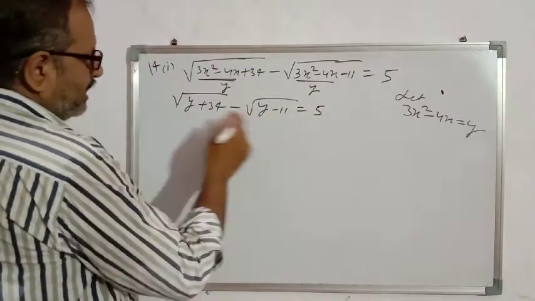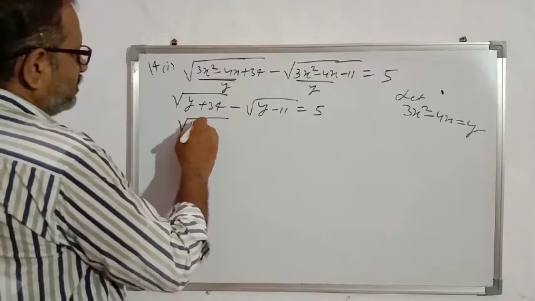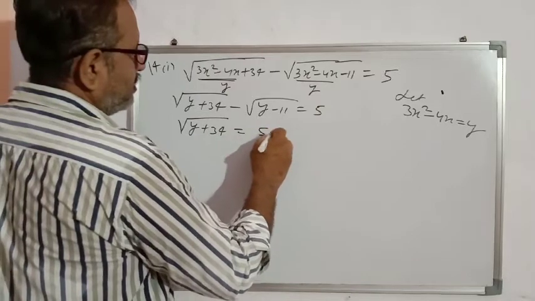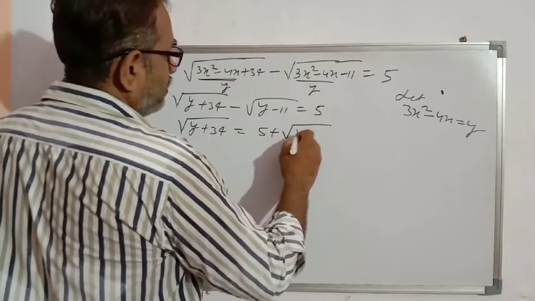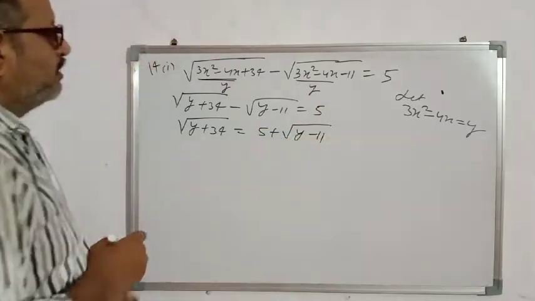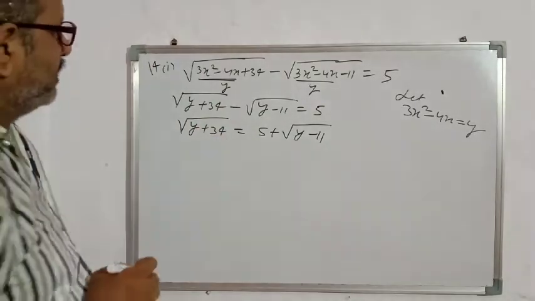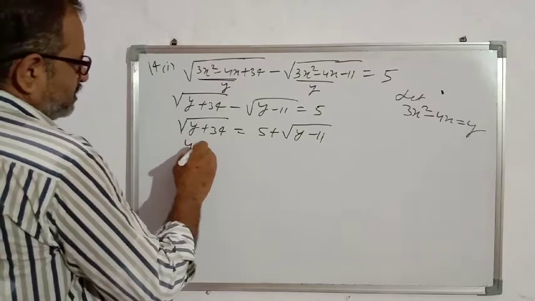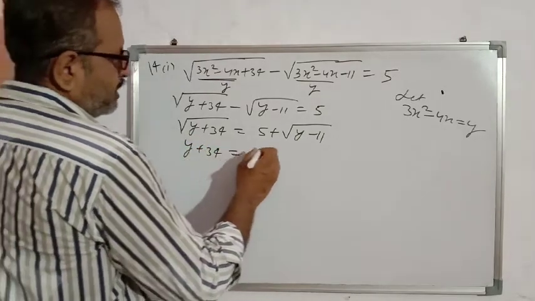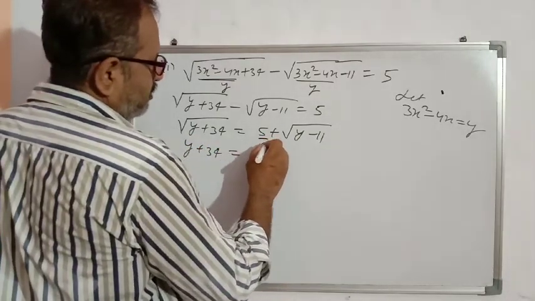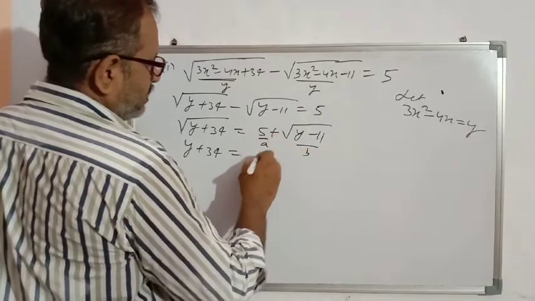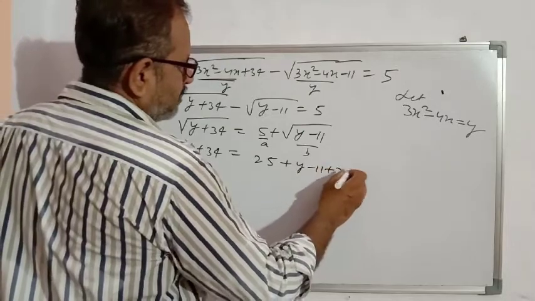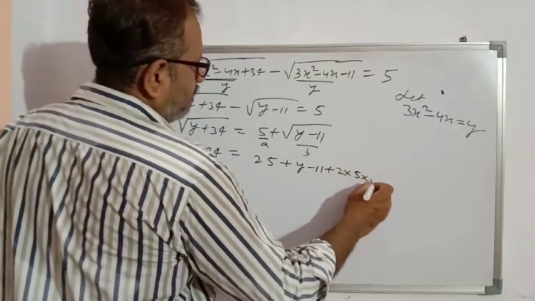Transpose the second term to the right side. Root y plus 34 is equal to 5 plus root y minus 11. Squaring on both sides, y plus 34 is equal to, here we will use a plus b whole square, this is a, this is b, 25 plus 2ab, 2 into 5.